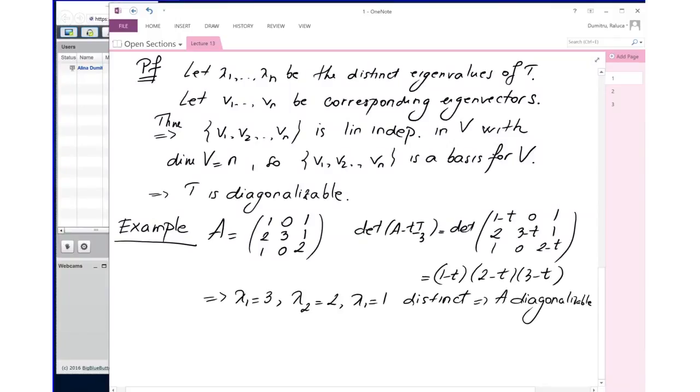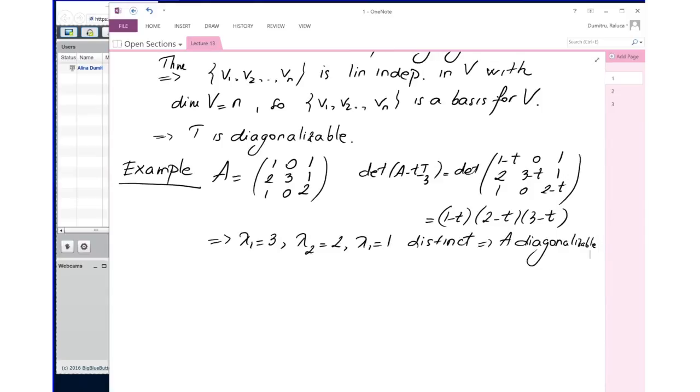So A is diagonalizable. That's pretty much the nicest thing that can happen, right? When you have a transformation or a matrix with distinct eigenvalues, it's automatically diagonalizable.